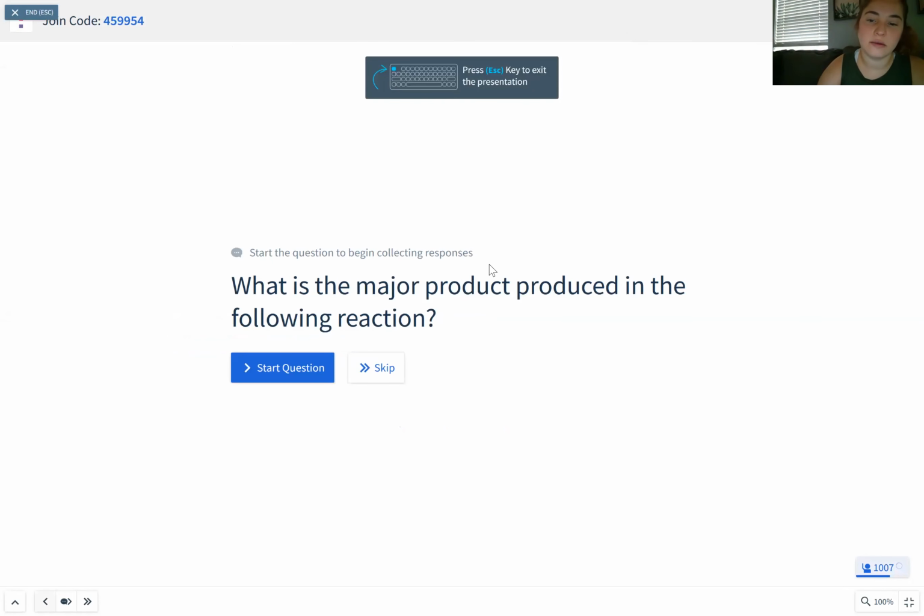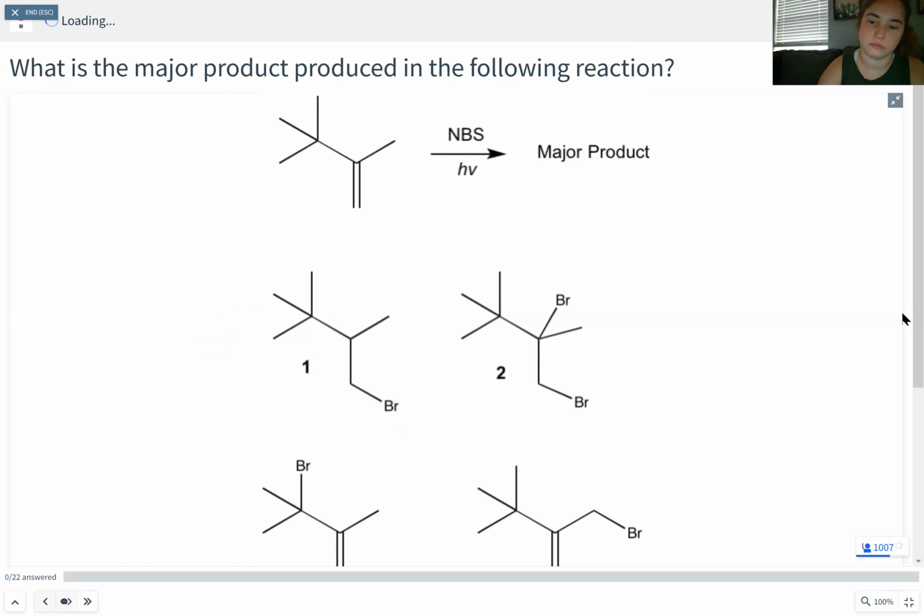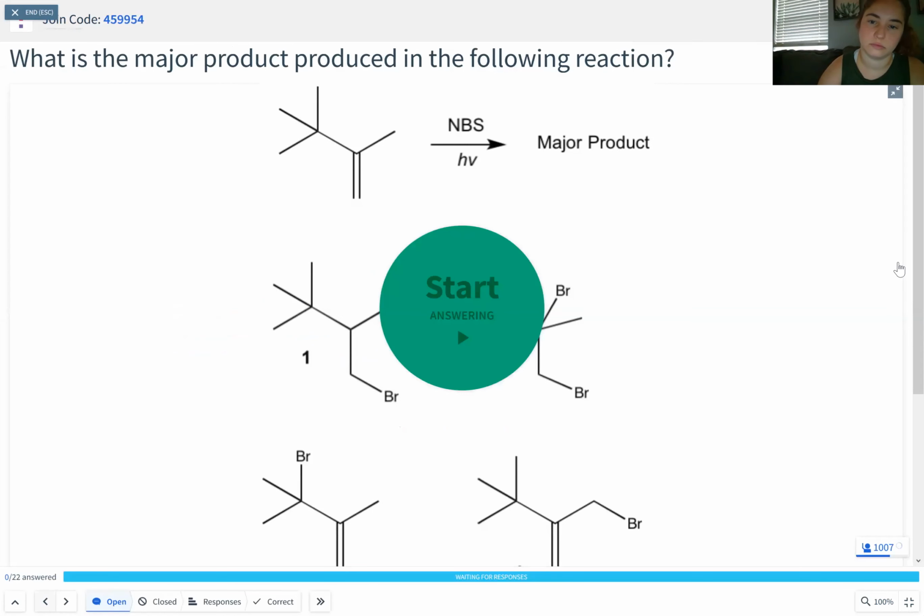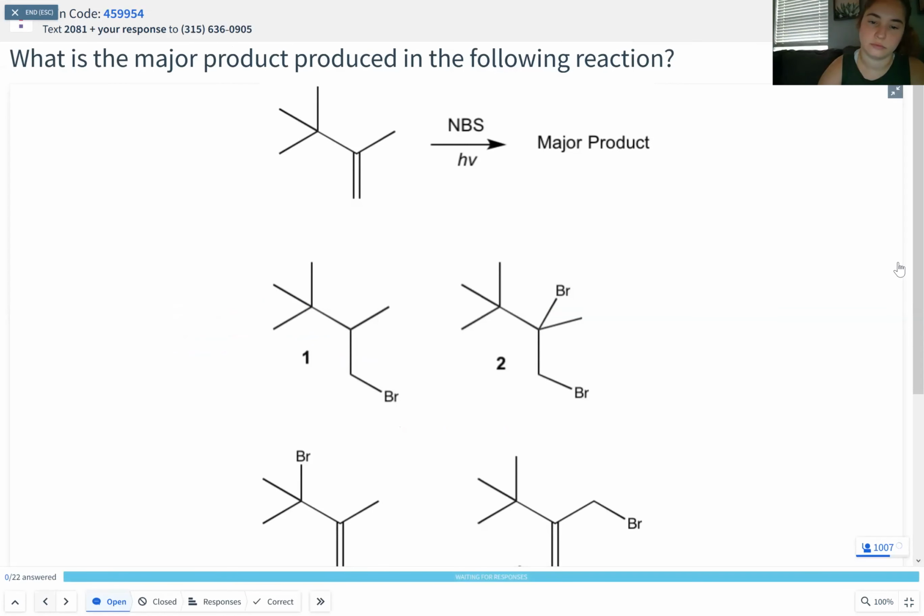So what is the major product produced in the following reaction? Remember that hν there stands for light.